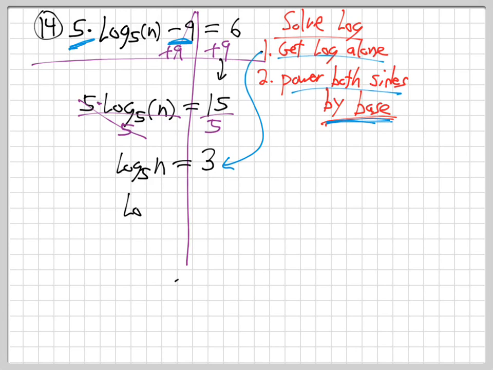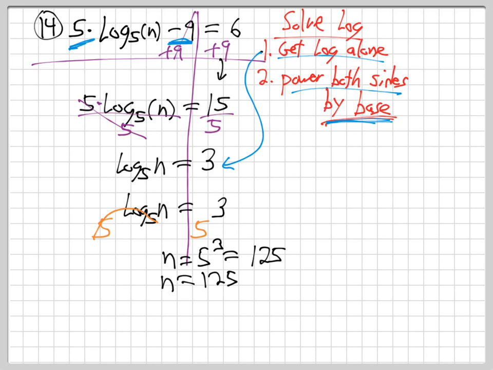So let me rewrite it here. What's the base on this one? The base is 5. So power both sides by that base, and this cancels, right? Because powers are the opposites of logs. And so what do we got? N is 5 to the third. Hit 5 to the third in your calculator. 125. There we go, 125. We got it.